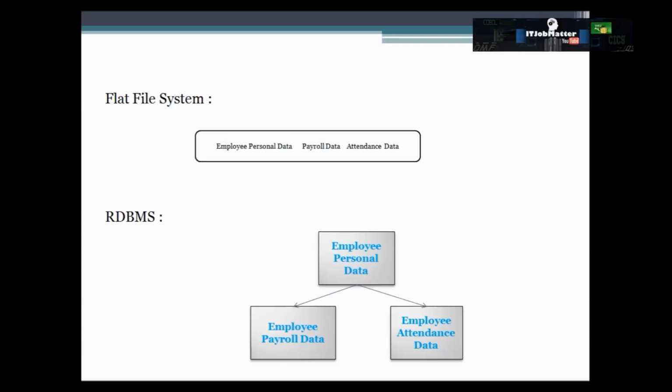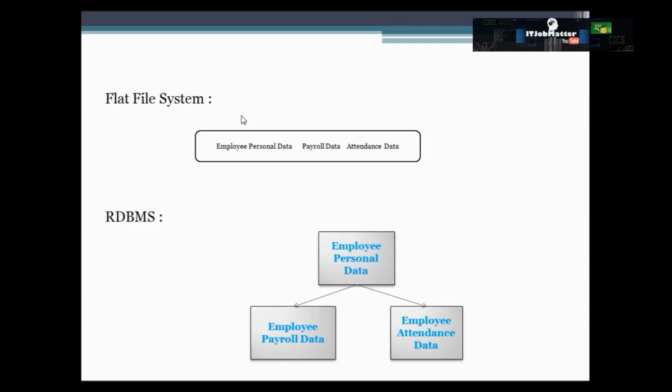So let's start with today's topic. Suppose we have employee personal data, employee payroll related data and employee attendance related data. Now in the early 60s we were using a flat file system where all information was stored in a single flat file. In the late 70s or early 80s, RDBMS was introduced. In RDBMS, we used to store information in the form of rows and columns, and those rows and columns form a table. So in this case, all these three employee related data will be stored in separate tables.